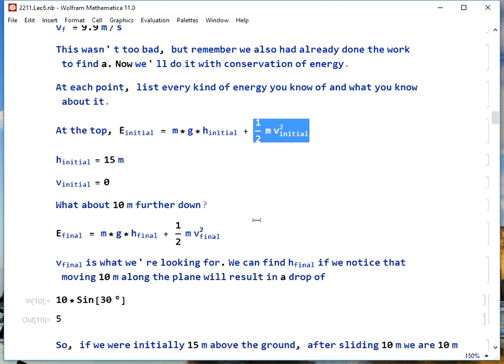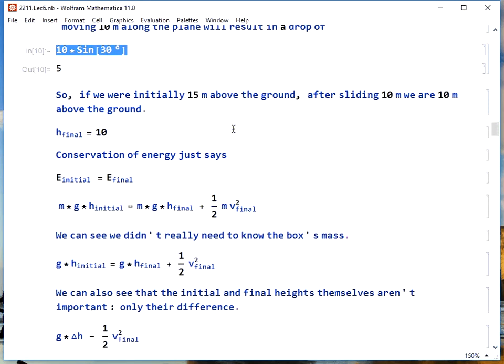If we go 10 meters further down the plane to our final position, we'll have, again, mgh final and 1/2 mv final squared. v final is what we're trying to find here. We can find the h final if we realize moving 10 meters along the plane gives us a drop in height of 10 sine 30, or 5 meters. So if we started out 15 meters above the ground, we finish 10 meters above the ground.